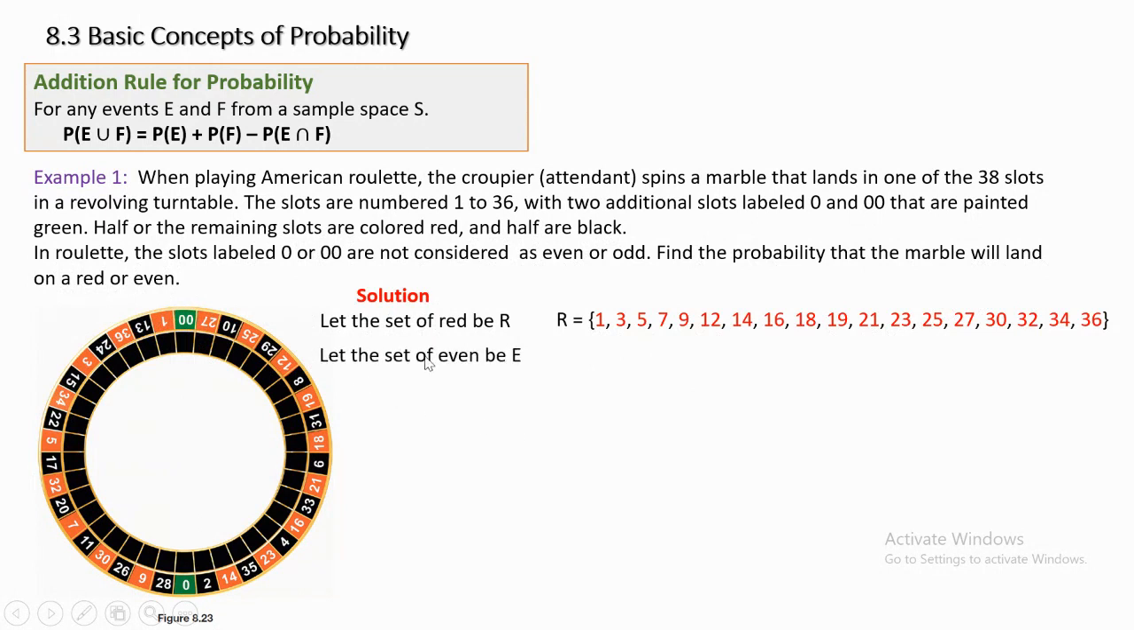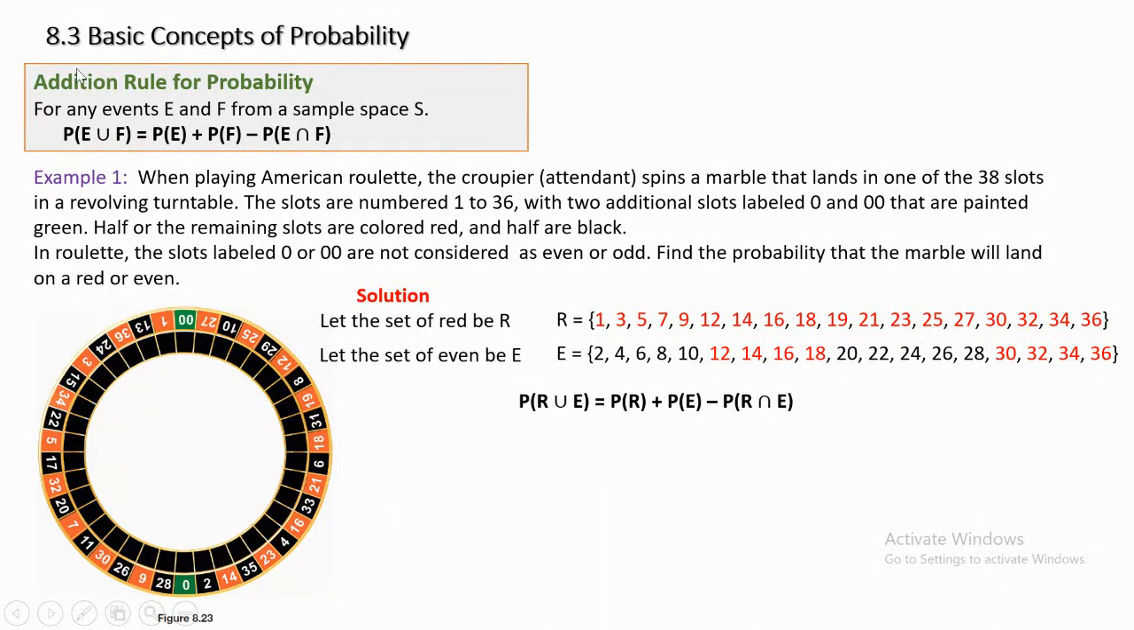And then, right, so then let the set of even be E. So these are the ones that are even, right? For example, there's my 2. Where's the 2 at? There's a 2, there's a 4, there's a 6, right? I have them all there. Those are the even numbers.